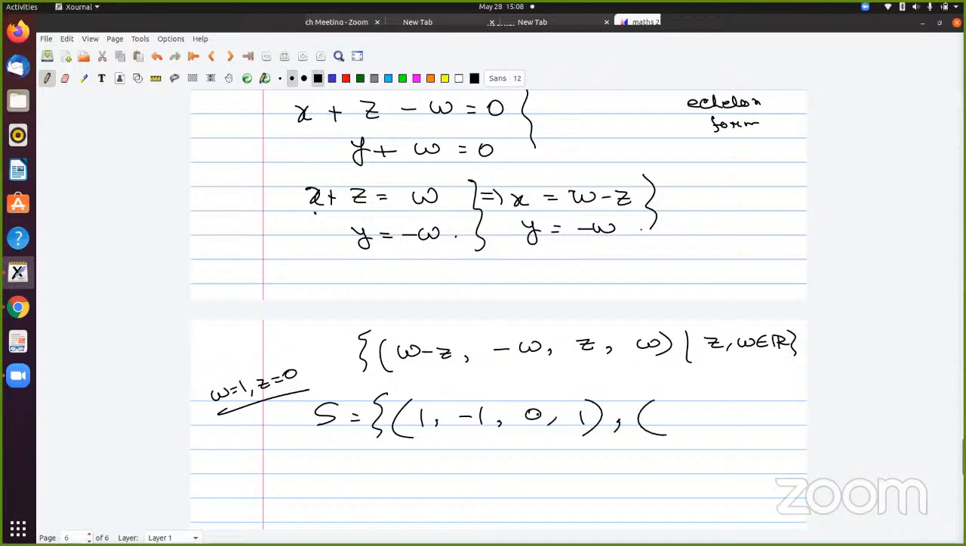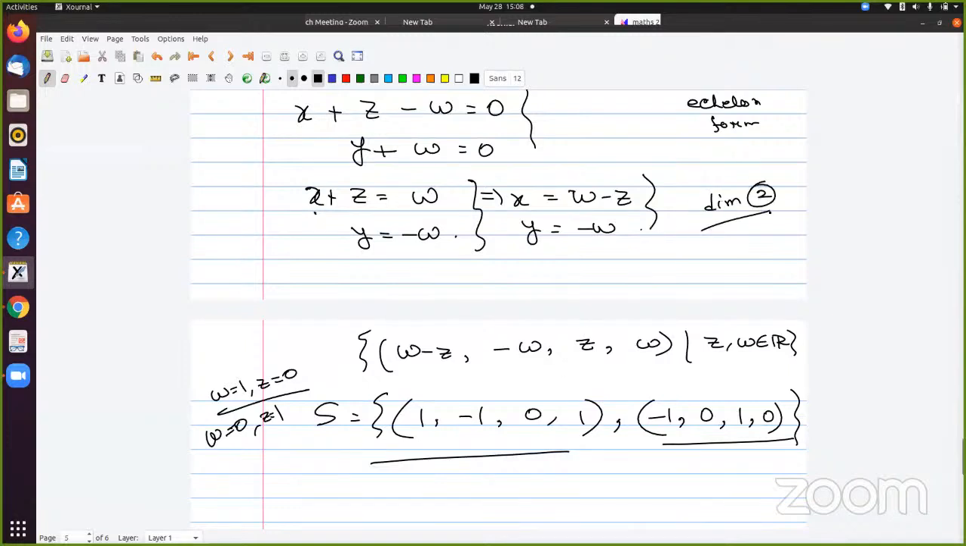So this is the first element. And then W0, Z1. So minus 1, 0, 1, 0. Two elements I am getting, two independent variables, so two elements I will get. So obviously we know from here itself that the dimension is 2. Yes, sir. The dimension of V5 is 2.